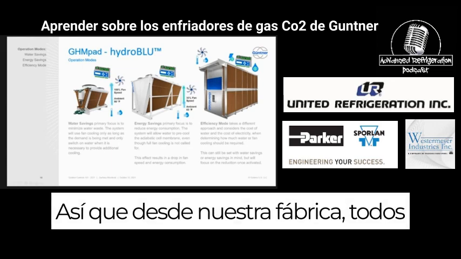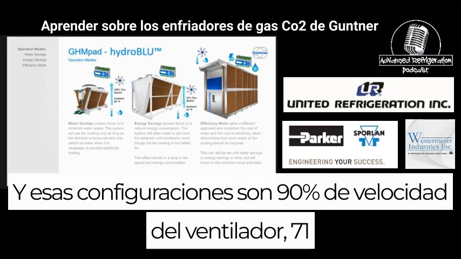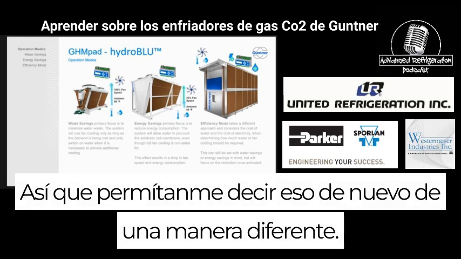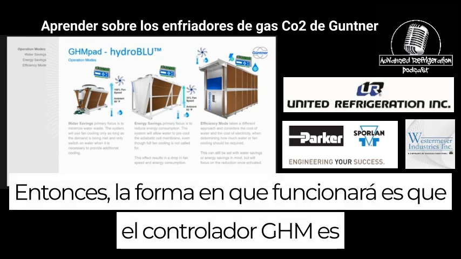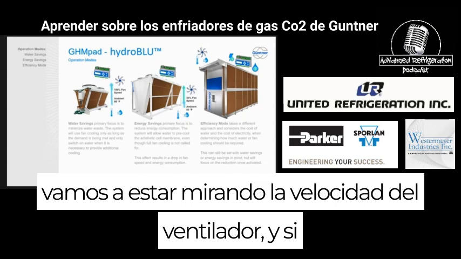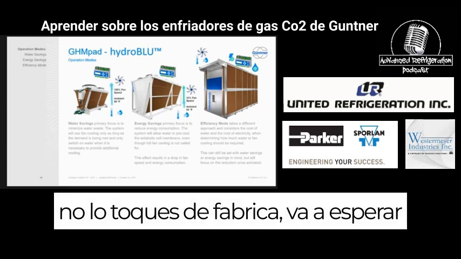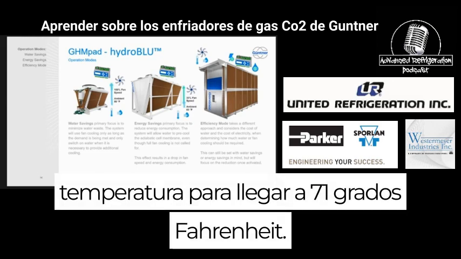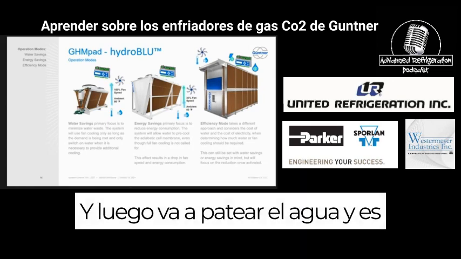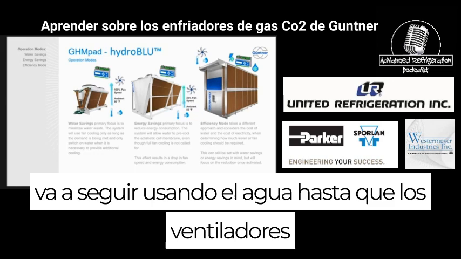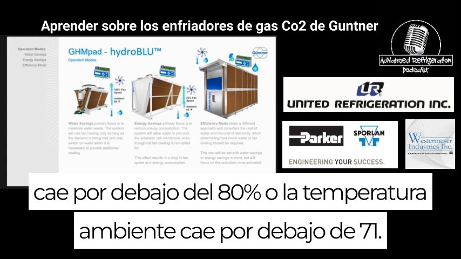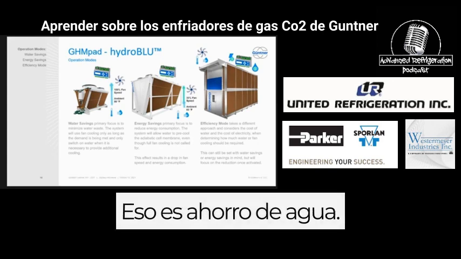From our factory, all of our units come in water savings, and those settings are 90% fan speed and 71 ambient temperature for water to kick on. Let me say that again in a different way. The GHM controller is going to be looking at the fan speed. If you don't touch it from the factory, it's going to wait for the fans to get to 90% fan speed and the ambient temperature to get to 71 degrees Fahrenheit, and then it's going to kick the water on. It's going to continue to use the water until either the fans drop below 80% or the ambient temperature drops below 71. That's water savings.